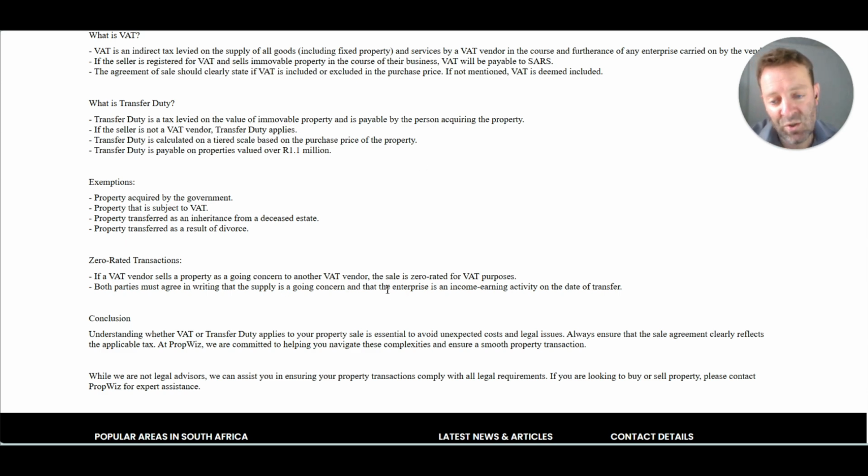So taking all of this into account, the conclusion is that understanding whether VAT or transfer duty applies to your property sale is essential to avoid unexpected costs and legal issues. Always ensure that the sale agreement clearly reflects the applicable tax.